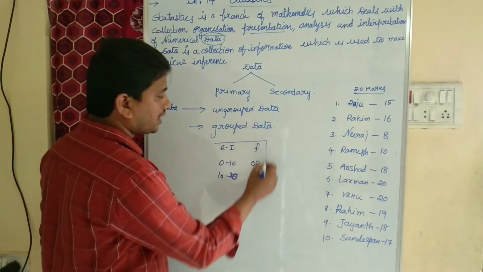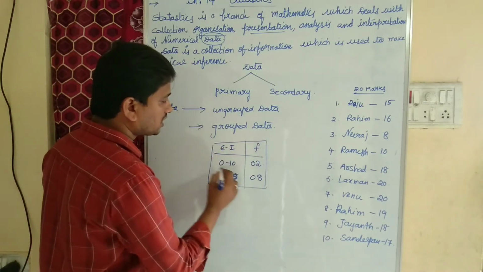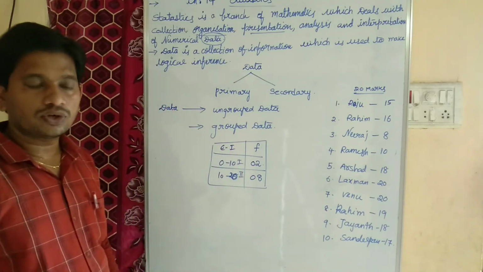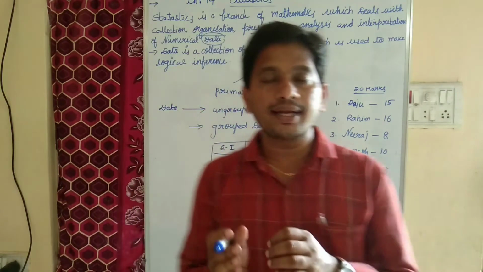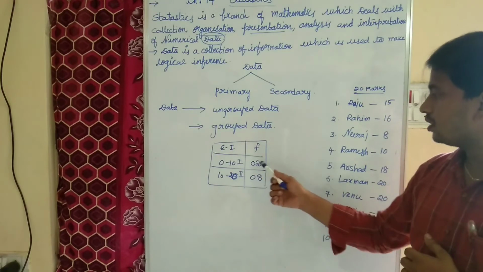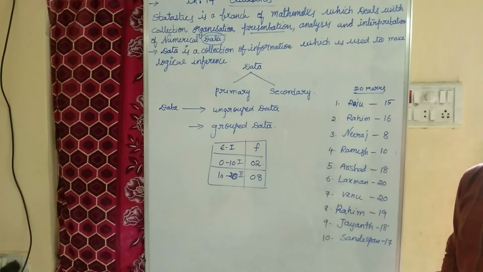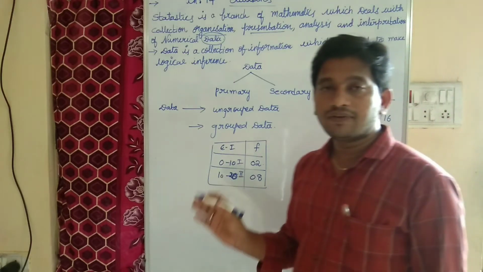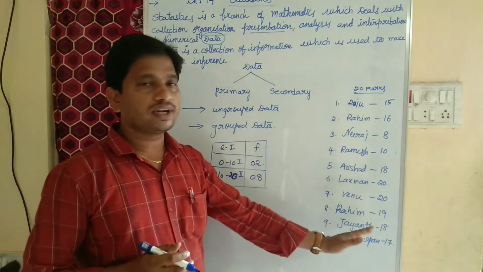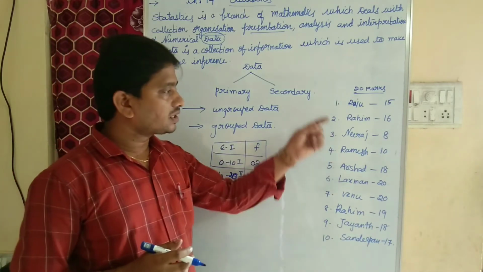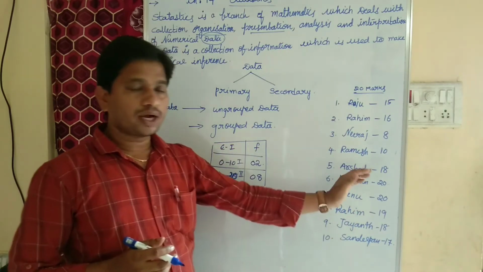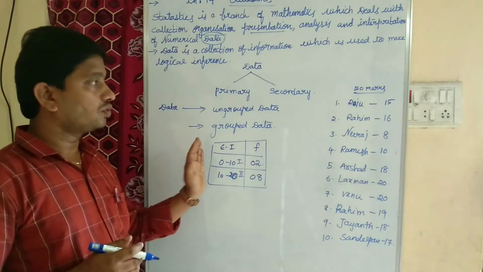See, we can arrange the data in the form of groups. This 0 to 10 is one group and 10 to 20 is called the second group. So, if the information is vast, we can group the data into groups, right? So, that is 0 to 10, 2 students and 10 to 20, 8 students. Children, did you understand the difference between grouped data and ungrouped data? Ungrouped data means individual marks. It is time consuming and takes space. So, we can also arrange the ungrouped data into grouped data.